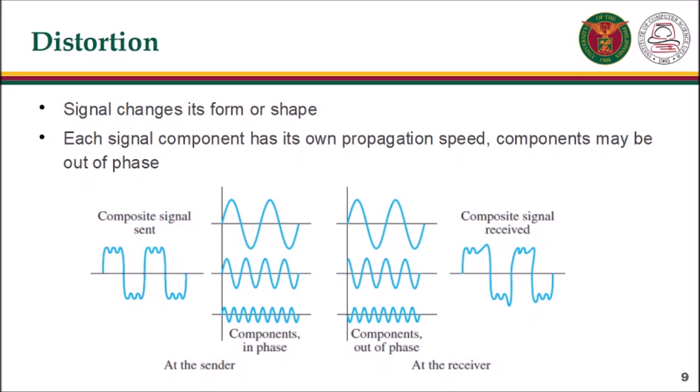Distortion means that the signal changes its form or shape. Distortion can occur in a composite signal made of different frequencies. Each signal component has its own propagation speed through a medium, therefore its own delay in arriving at the final destination. Differences in delay may create differences in phase. The delay is not exactly the same as the period duration. The shape of the composite signal is therefore not the same.